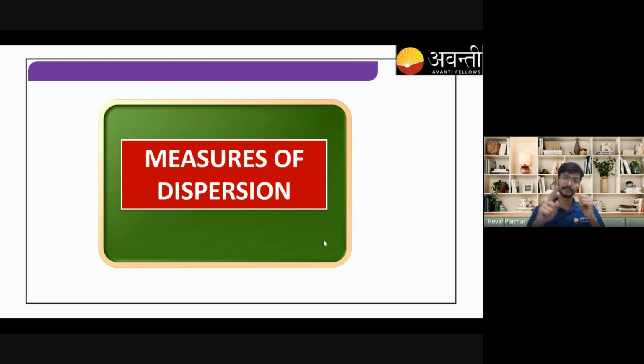So what gives us more information about the data is measures of dispersion. We saw measures of dispersion, but only for ungrouped data. Today we'll be covering measures of dispersion for grouped data. What are the measures of dispersion? They are mean deviation, standard deviation, range. And in standard deviation, there are three types. So we'll look at it now.